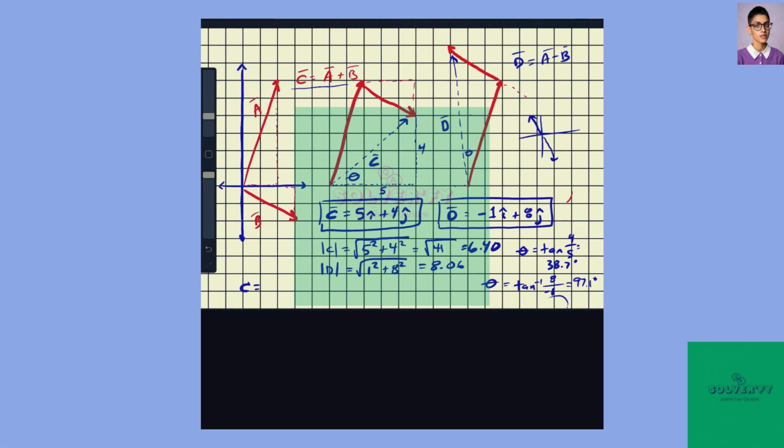So our two answers, C is 6.40 at 38.7 degrees, and D is 8.06 at 97.1 degrees. And those are the answers.